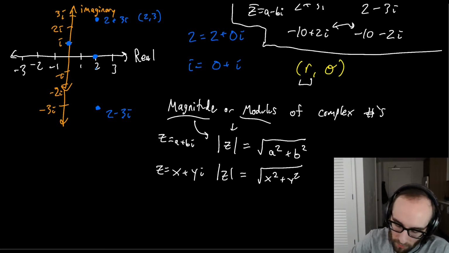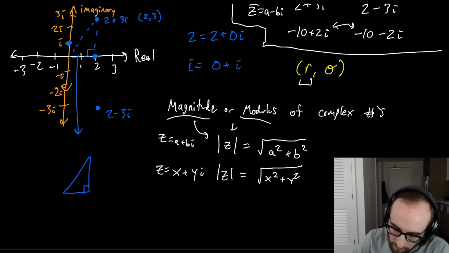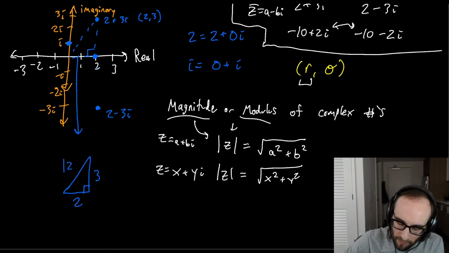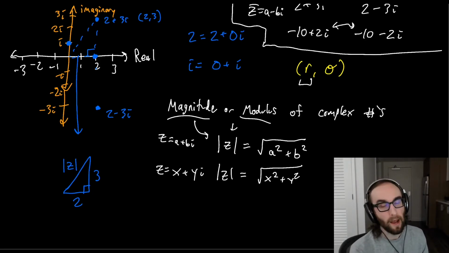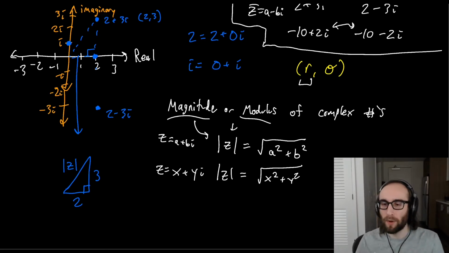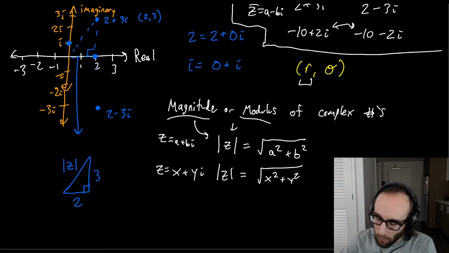If we were to pull up our number from up here, for example, 2 plus 3i, we can write this as a right triangle in quadrant 1 with side lengths 2 and 3. And then the modulus of z, or the magnitude of z, is going to be the hypotenuse. So we just square the other sides, add them up, and then take the square root. And it's always going to be a positive number because we're looking at a distance. When we write complex numbers in polar form, the r value is just equal to the magnitude of z.